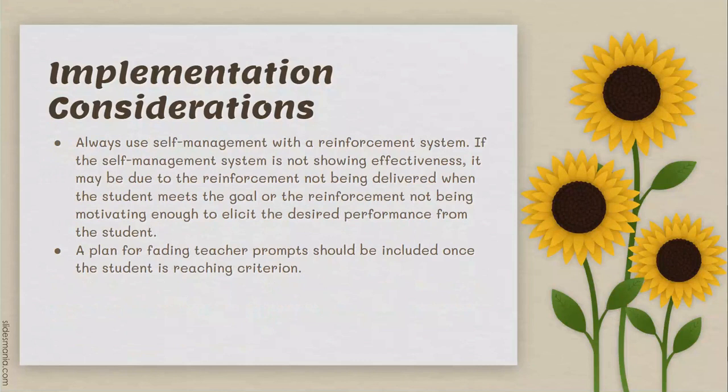Also, always use self-management with a reinforcement system. If the self-management system is not showing effectiveness, it may be due to the reinforcement not being delivered when the student meets the goal, or the reinforcement not being motivating enough to elicit the desired performance from the student. A plan for fading teacher prompts should be included once the student is reaching criteria.